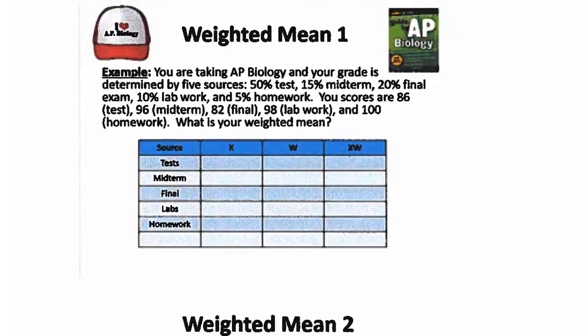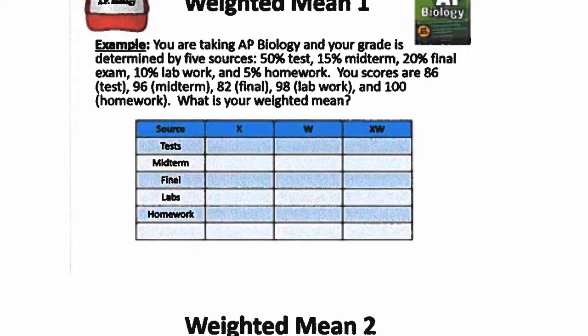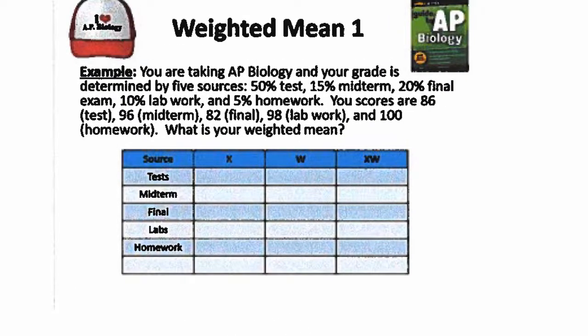So let's take a look at this first one. This one is just like how you do your homework. You do your grade in this class, or in your classes, when they have different weights. So here's an AP Biology. Now this table is given to us for organization. I usually don't do that whenever I read a problem, but we'll go ahead and show that here.